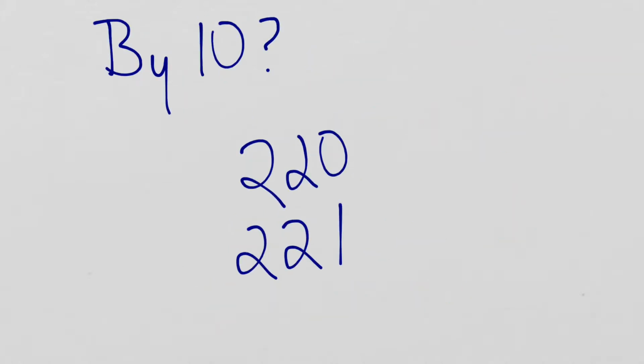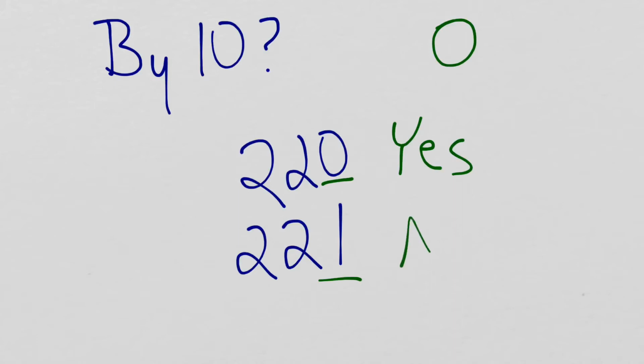And probably one of the easiest of all is determining if a number is divisible by 10. There's only one number we need to look for, and that is a 0 in the last digit, in the ones place. So we look at the ones place of 220 and 221. There is a 0 at the end of 220, so that is divisible by 10. The ones place of 221 does not have a 0, so no, that is not divisible by 10.